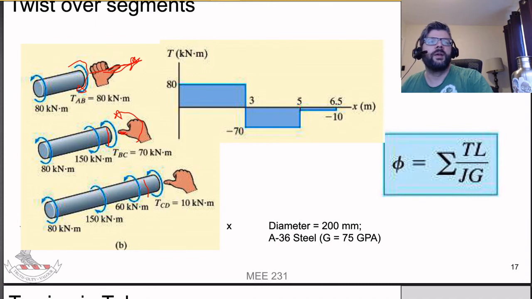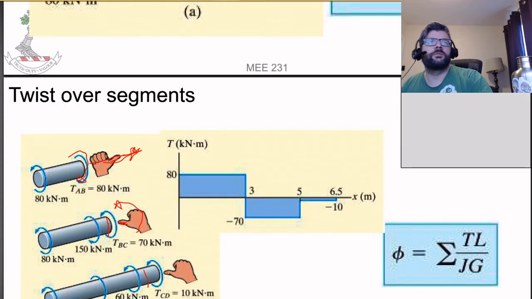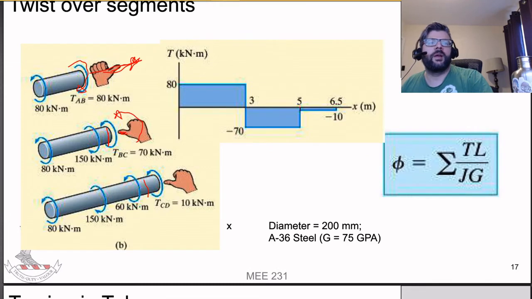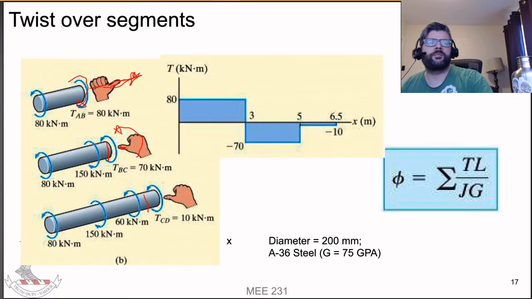If we take a section cut right here, then we're going to have to apply a 10 kilonewton meter torque in order to keep this thing in equilibrium. And again, it needs to be in this direction, so our thumb is pointed in the opposite of the x direction, so that's a negative internal torque.